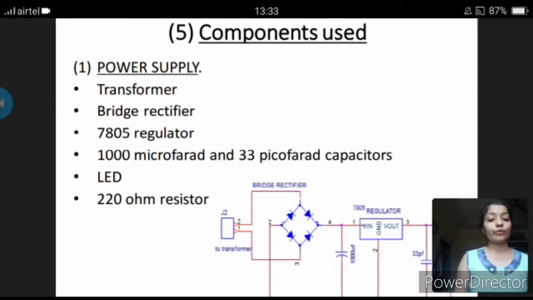Here I am Mayuri Patel, going to continue with the components used in our circuit. Without a power supply we cannot run our project. The power supply circuit consists of a transformer, rectifier and regulator. We have used a step down transformer which steps down 230 volt to 9 volt. We have used a regulator for constant output voltage.